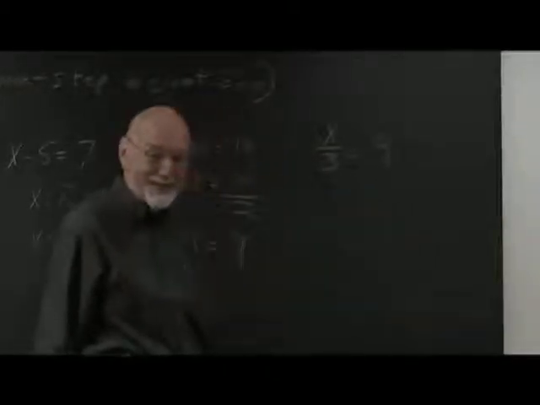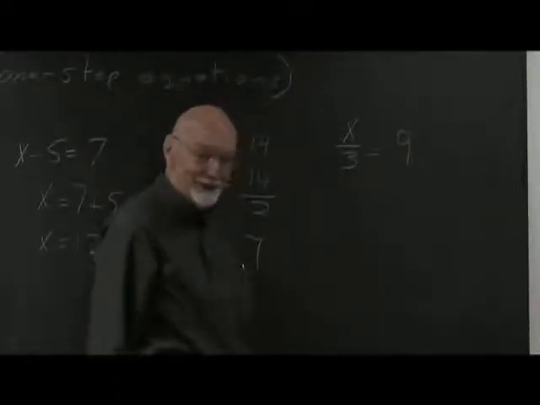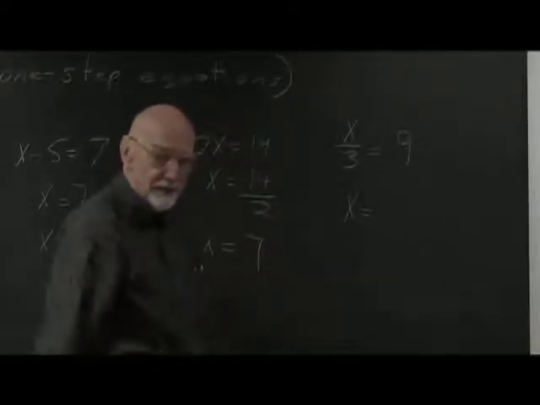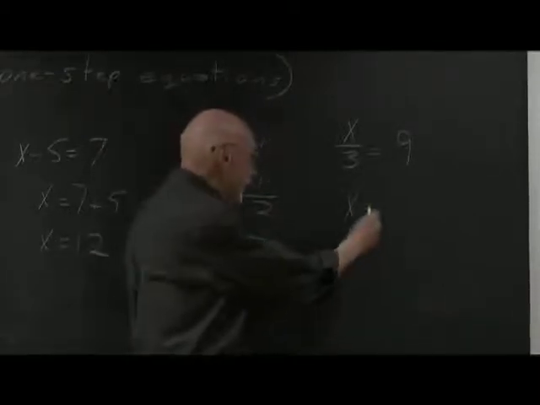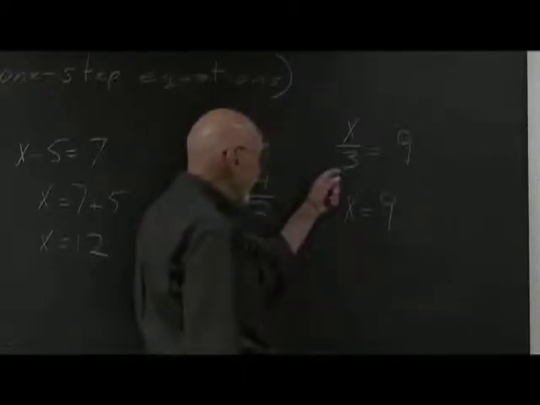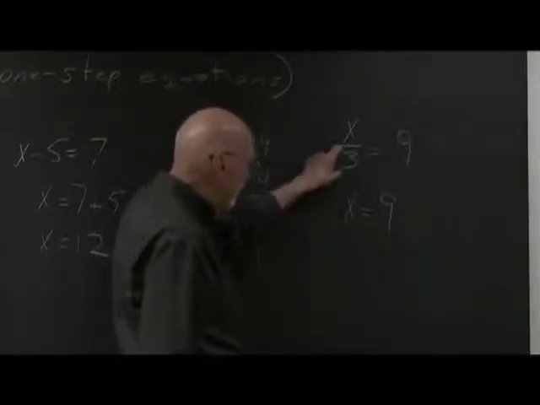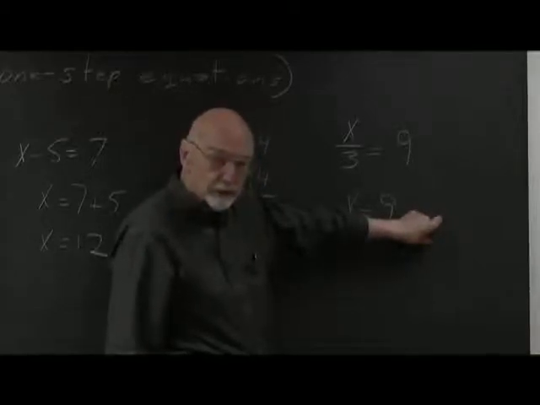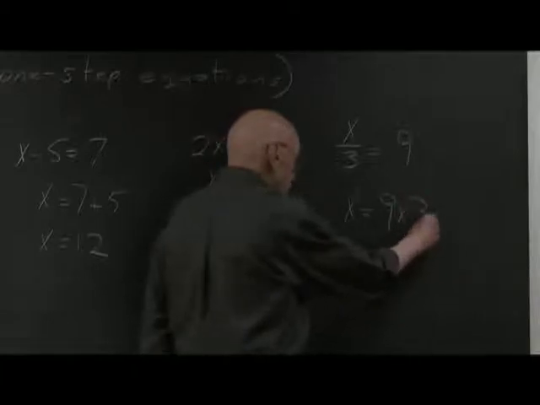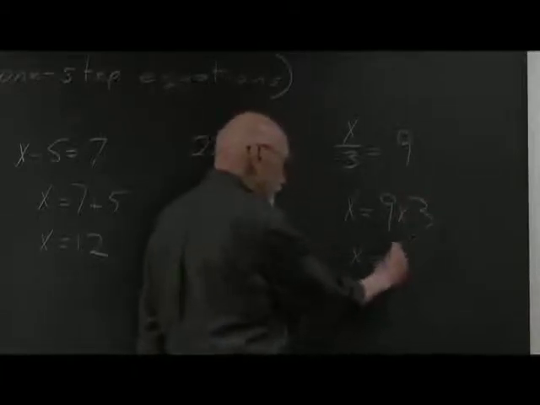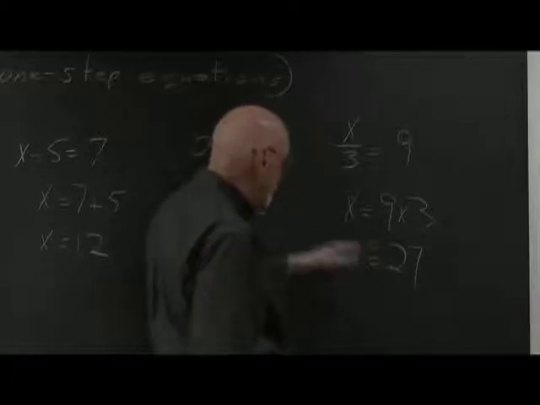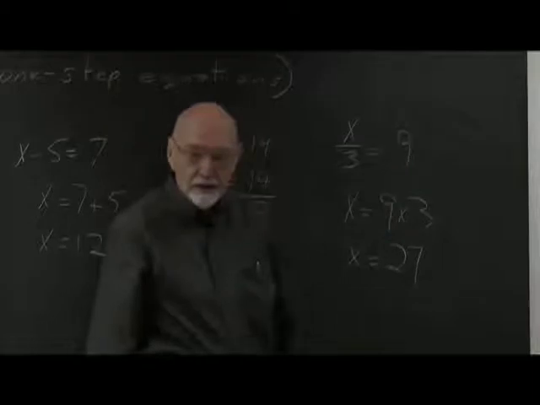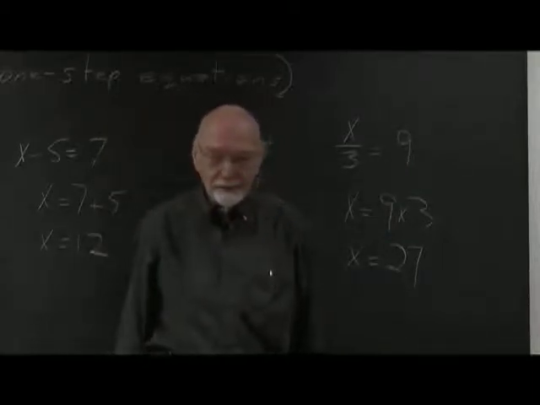X over 3 equals 9. Okay, we'll keep the x on this side. We just want to isolate the x by itself on the left side. The 9 is already there. This says divide, therefore when we take the 3 to the other side of the equal sign, it becomes multiply. X equals 9 times 3, which is 27. Let's test it. 27 divided by 3 does equal 9. So there's hope. You know?